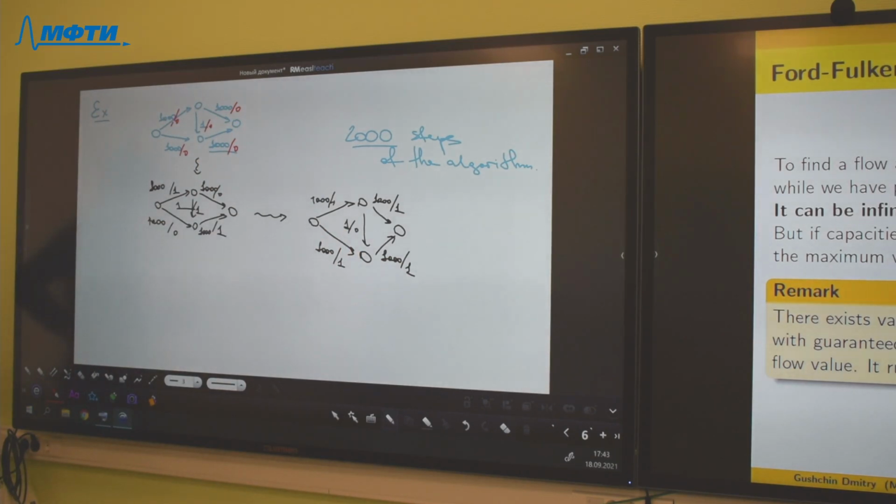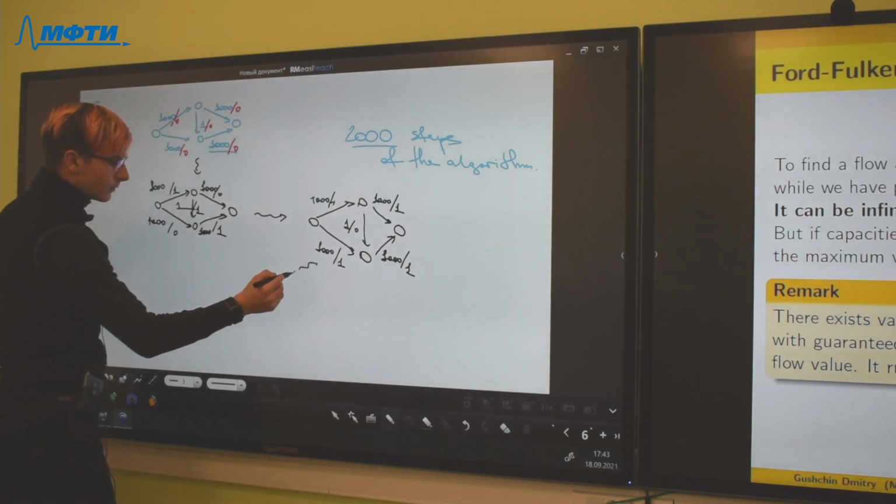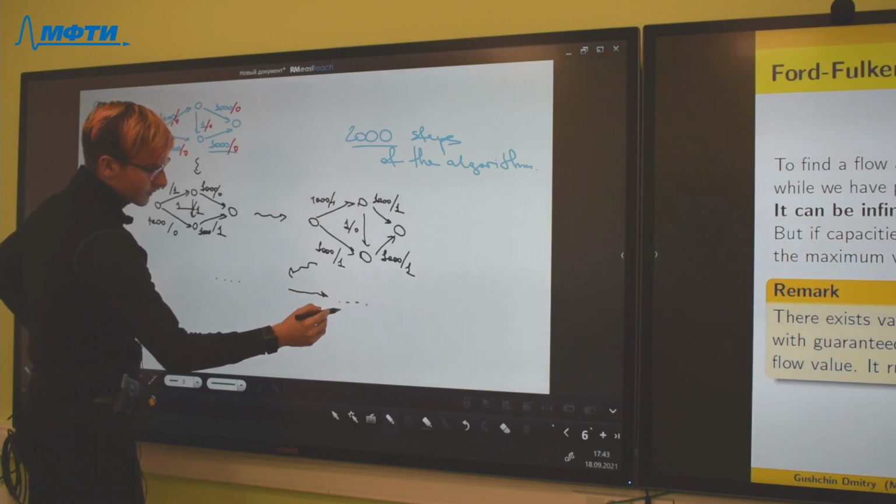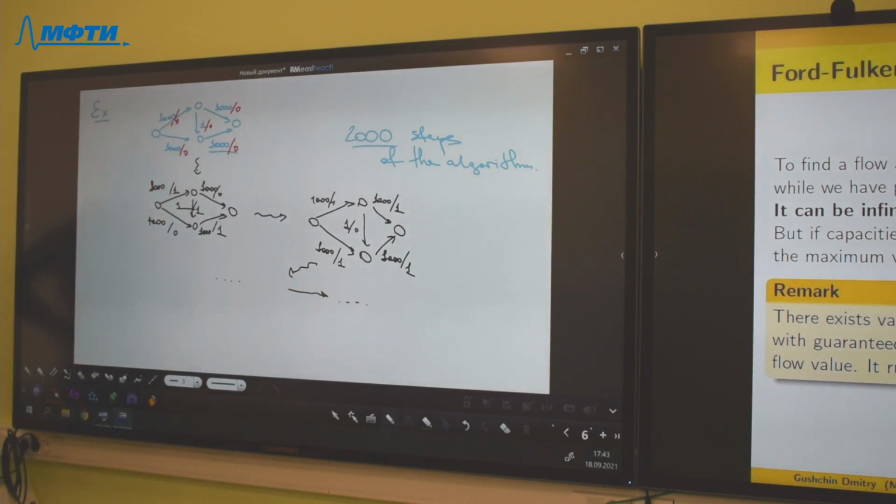But of course, we need to repeat the steps 2000 times to increase the flow to 2000. Do I need to make the next 2 steps of this algorithm? No? Better to draw it. No?